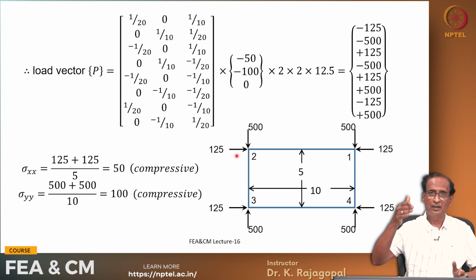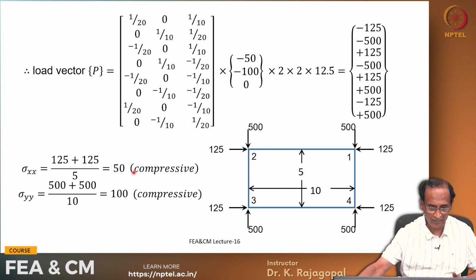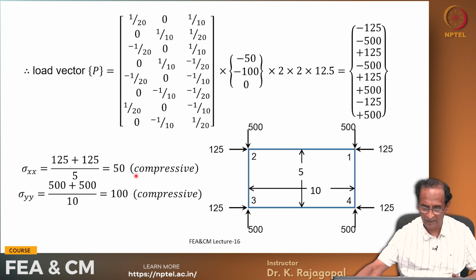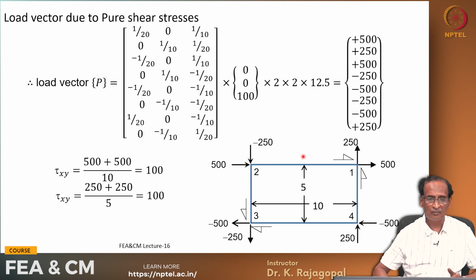and then the sigma x is the net lateral force divided by the height multiplied by 1. Okay. So, that is 125 plus 125 by 5, that is 50 compressive. Then sigma yy is 500 plus 500 divided by 10, that is 100 compressive, that is what we had specified. And then there is no shear stress, because along any surface there is no shear force, 125 and minus 125. So, they compensate each other.